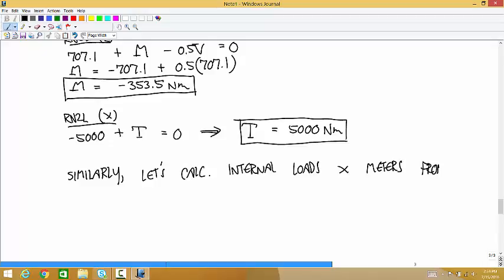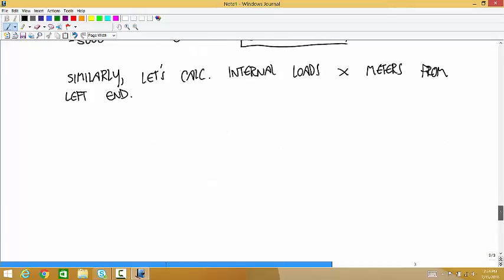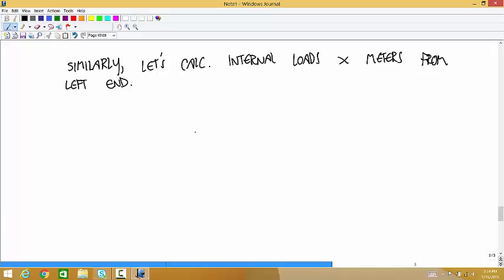From the left end. Okay, so I'm going to draw a free body diagram. But the free body diagram I'm drawing represents a whole family of x values, not just a single location on this beam.